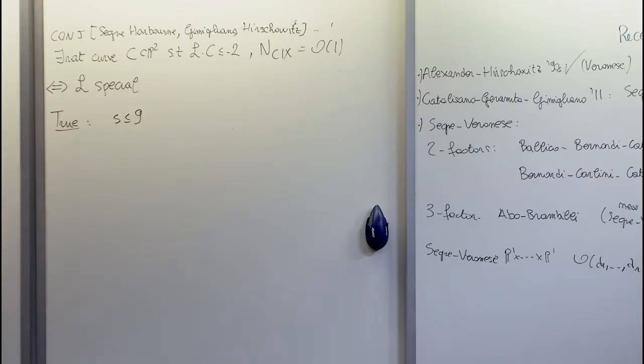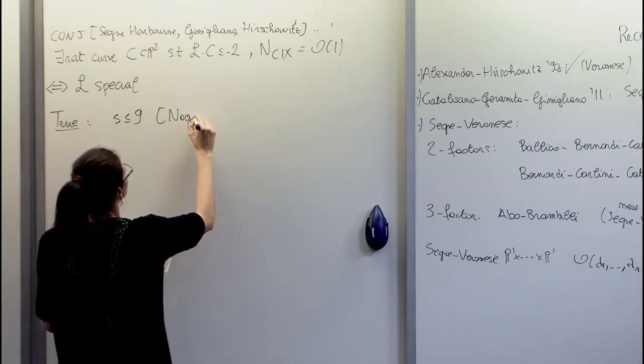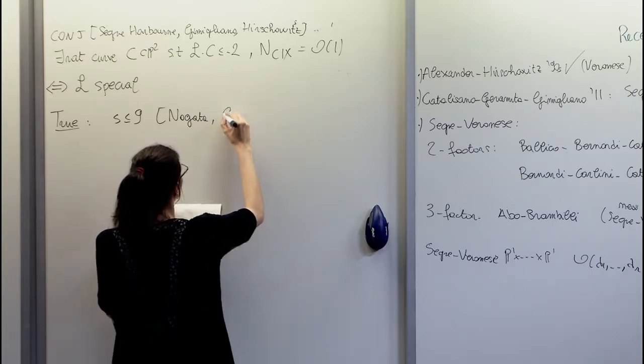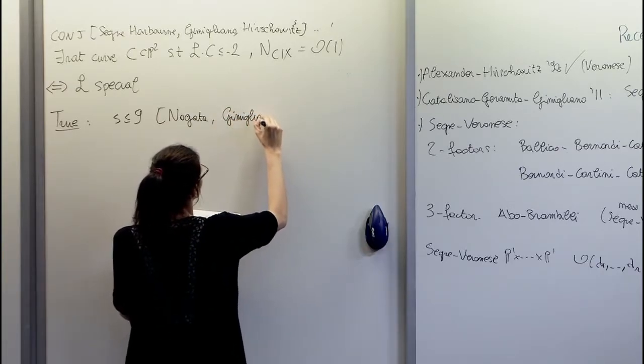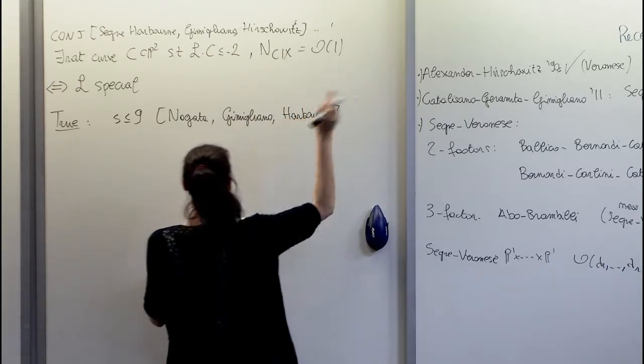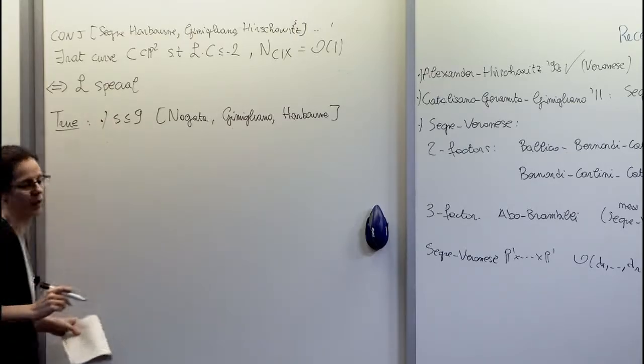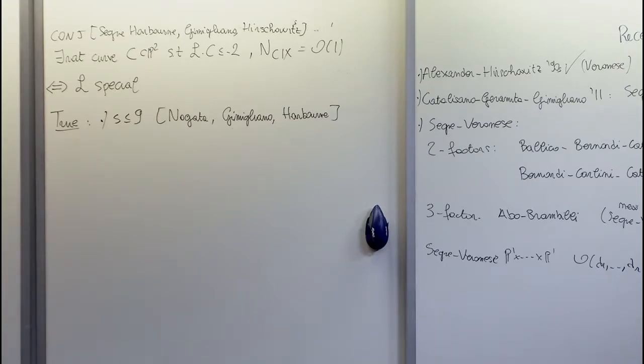So this conjecture is known to be true whenever I have at most 9 points. And a series of works by Nagata, Gimigliano, and Harbourne shows this. In that case, you can get a rational cubic when the multiplicity is large. Rational cubics should not create speciality, because of the normal bundle condition. Yes, that's a normal condition. So you probably only get lines and conics.